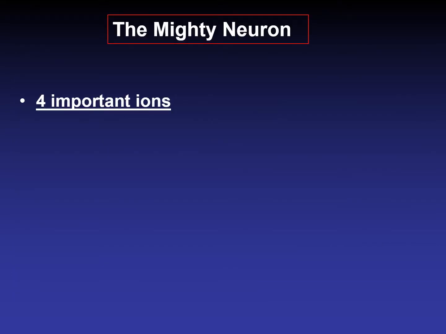So now we've talked a bit about the different types of neurons in the nervous system, and we've talked a little bit about the structure of the typical neuron, having the soma, the axon, the dendrites, and the terminal buttons. But now we're going to shift to talk about the function of neurons. How is it that neurons operate? How do they process information? Well, the first thing we need to know is that there are four important ions that move in and out of the neuron that create its functional properties.